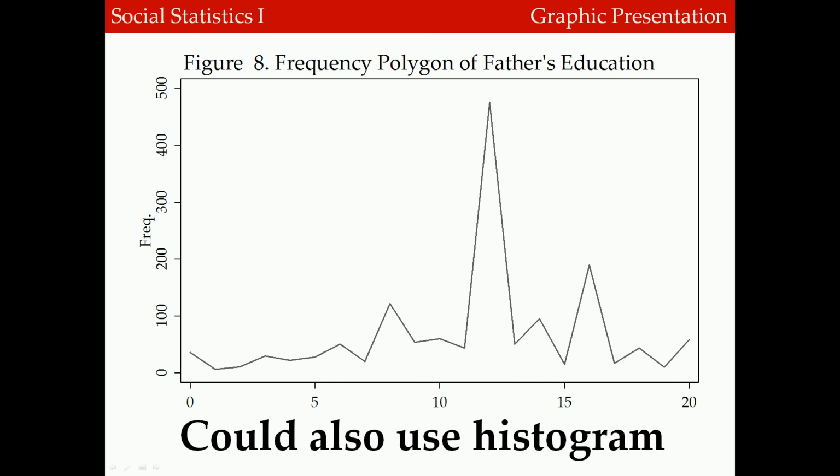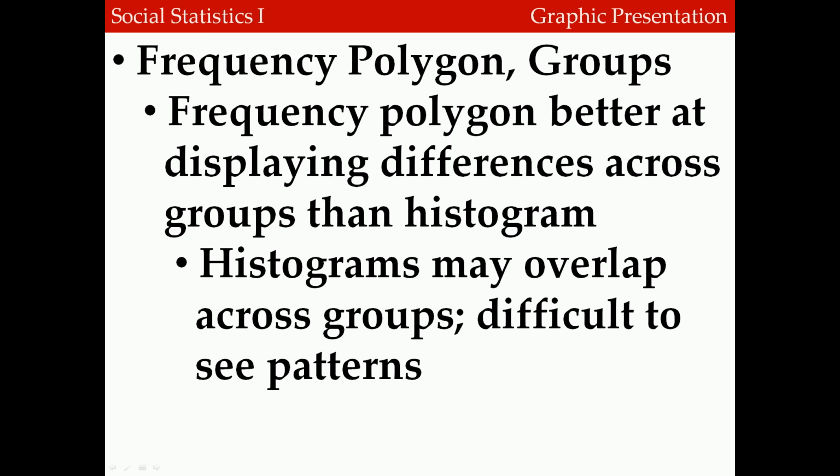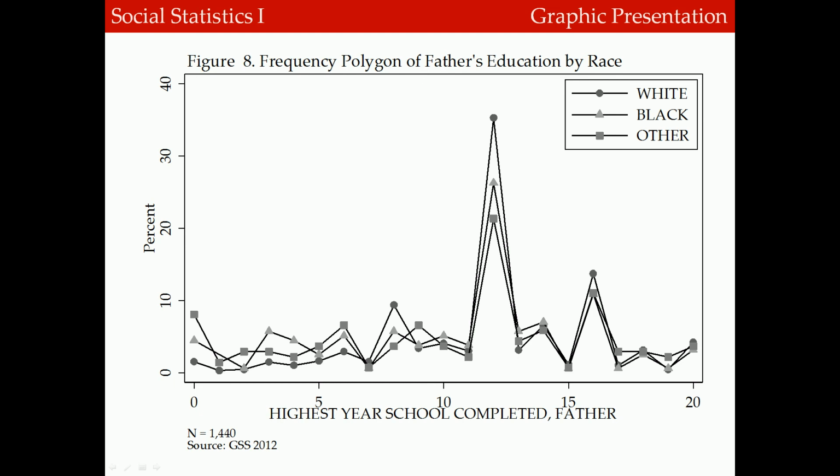Now, I could have shown this using a histogram as well, and it really doesn't matter whether I use a histogram or a frequency polygon in this case. The basic pattern will be the same. It also doesn't matter if I use frequencies or percentages, because I'm not graphing more than one group. However, there are times when using a frequency polygon has its advantages over using a histogram. For example, if I was to make group comparisons, I would probably have overlapping histograms, and so it would be difficult to see the patterns. In such a case, it's better to show frequency polygons.